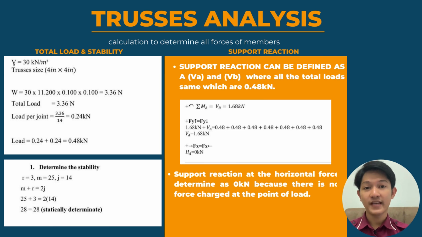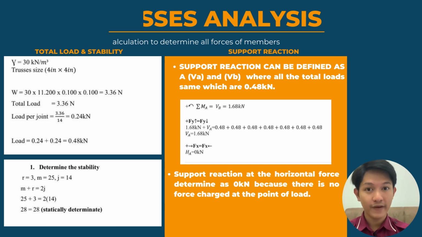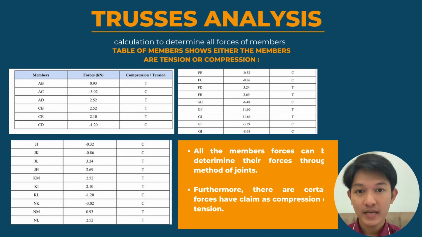Now, let's move to the next analysis, which is the truss component. For our pedestrian bridge, we use the material hollow steel, where the compression is 30 kN per meter cubic based on the BS table. The total load we determine is 0.48 kN and the stability for the truss is determined. We use this value to find the support reaction of the truss where all the total load is the same value. This is the table of all the values for every member in the truss we get, where it shows whether the member is in tension or compression.